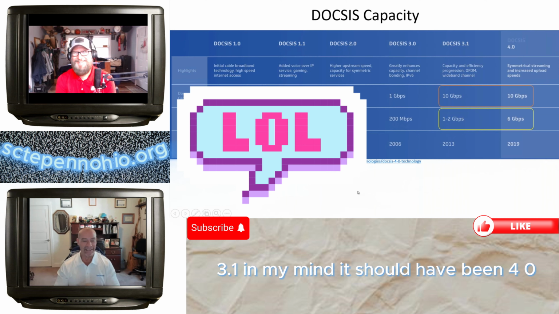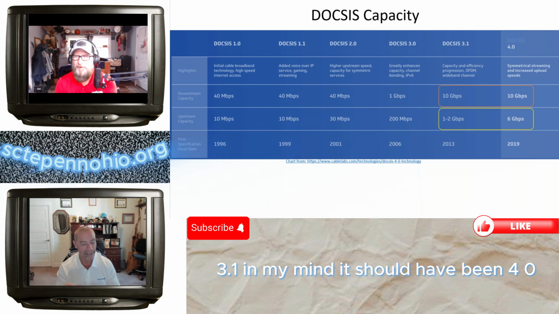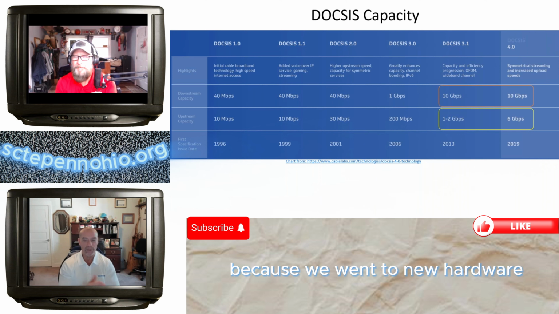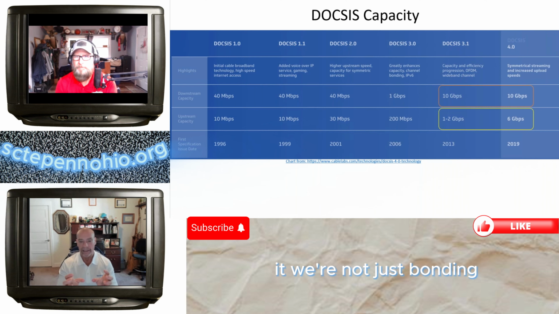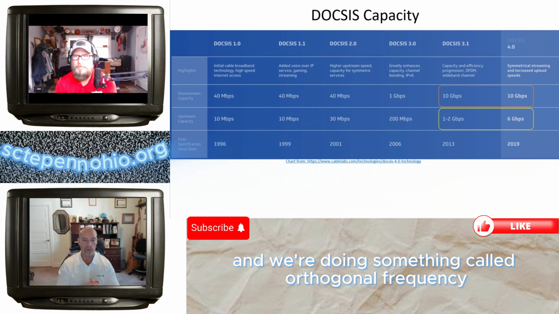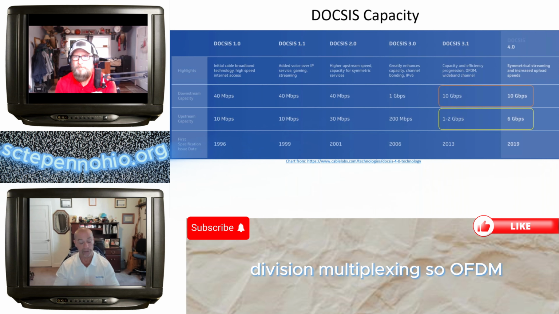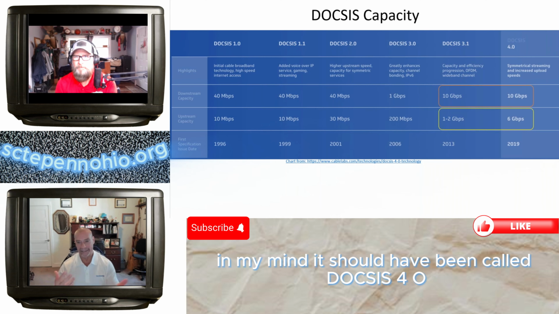When we went to 3.1, in my mind, it should have been 4.0 because we went to new hardware. We went to OFDMA, which is a different multiplexing technique. We're not just bonding 6 megahertz channels together. We're taking subcarriers and we're doing something called orthogonal frequency division multiplexing. So OFDMA on the upstream, totally different hardware needed. In my mind, it should have been called DOCSIS 4.0.